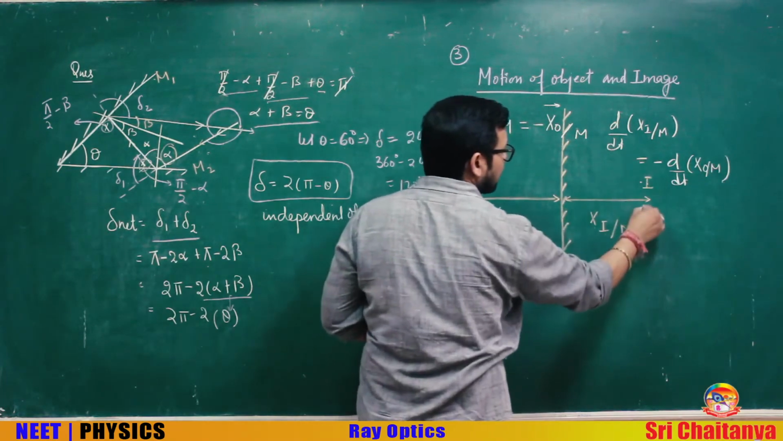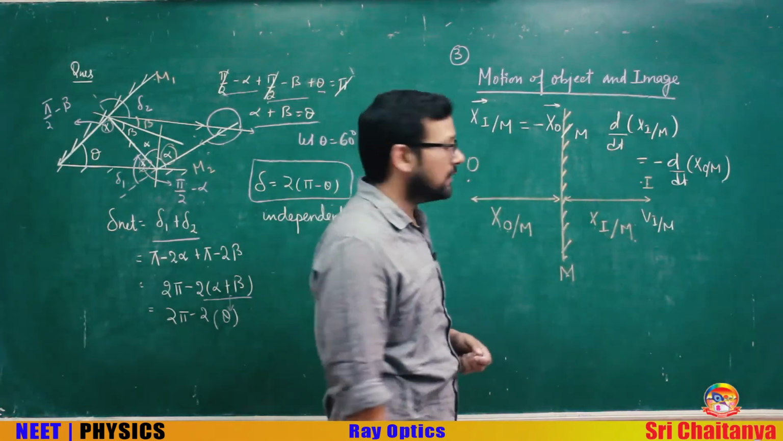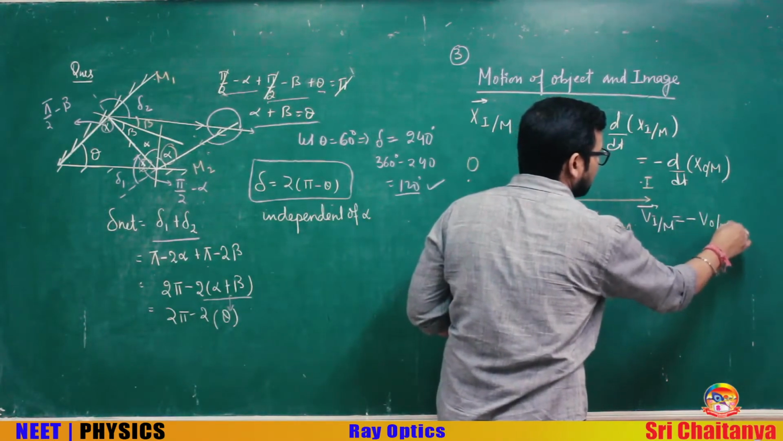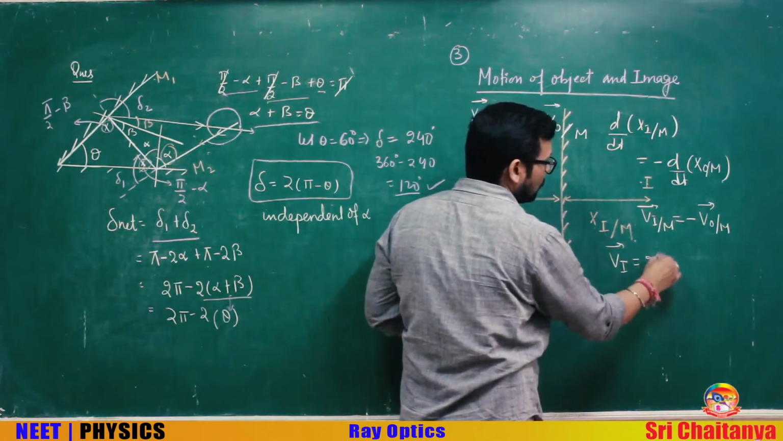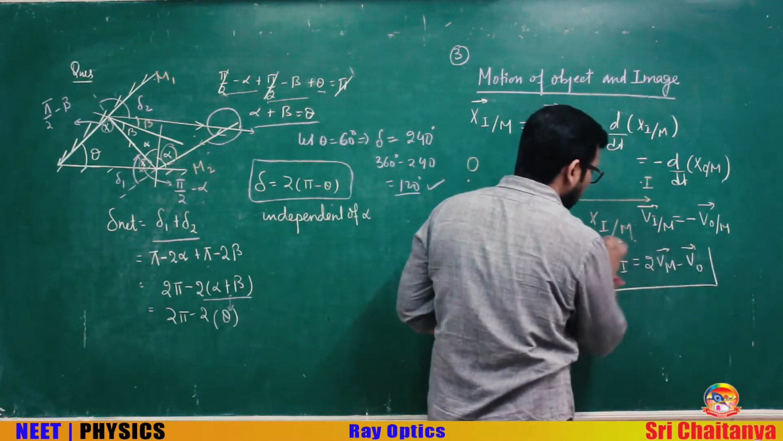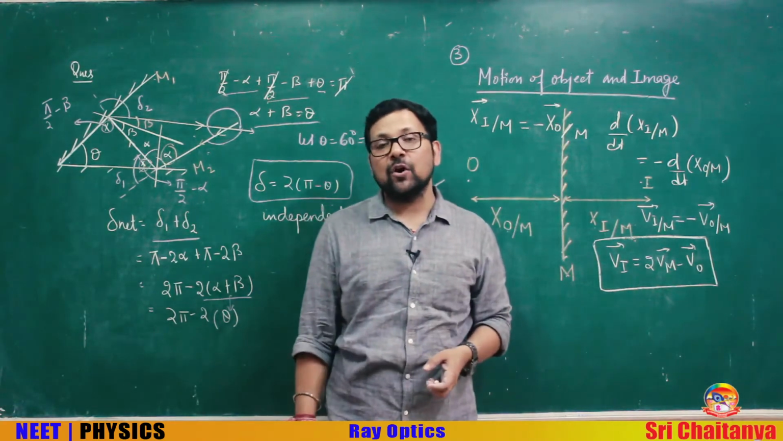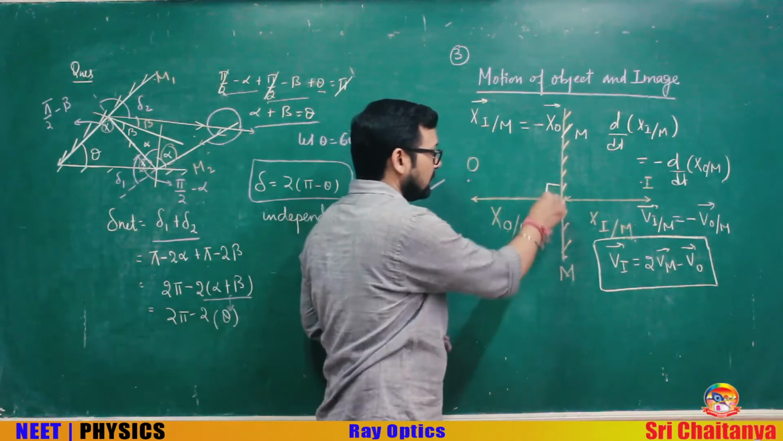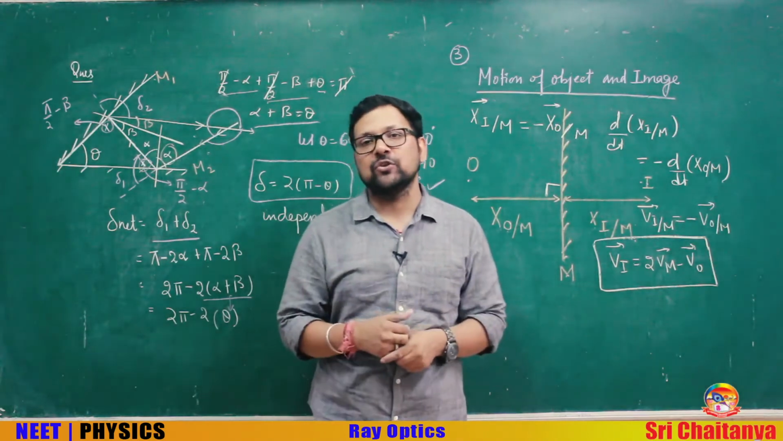and from here we can write v_im, that is velocity of image, dx by dt, with respect to mirror is minus velocity of object with respect to mirror. So v_i will be equal to 2v_m minus v_o. But do remember, this formula of velocity is not the net velocity of image. This formula is for the velocity of image on the line perpendicular to the mirror. Rest of the velocity of image will be exactly equal to the velocity of object.